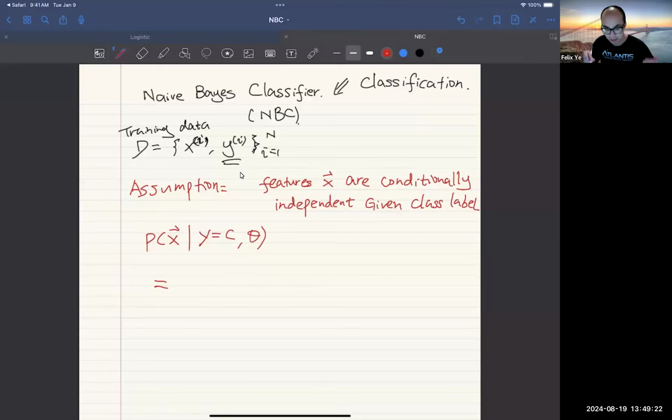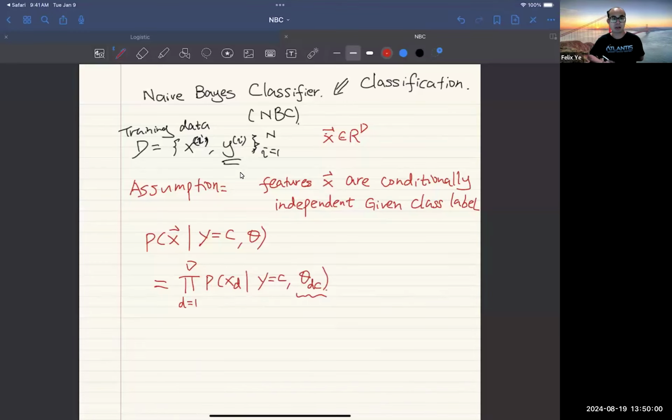That means I can multiply the probabilities together for each component. So it's the product over little d from 1 to big D, say my x here is in big D, of the probability of x_d, which is each component, conditional on y equal to c and theta. The theta here only depends on d and c, so I have a theta_dc. This is theta_dc, a parameter for the class conditional densities for class c and feature d.